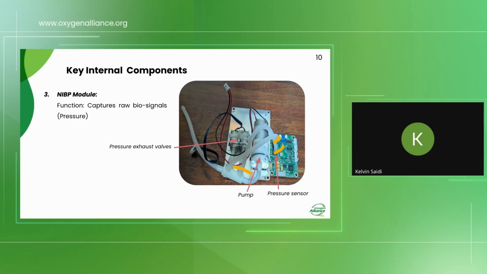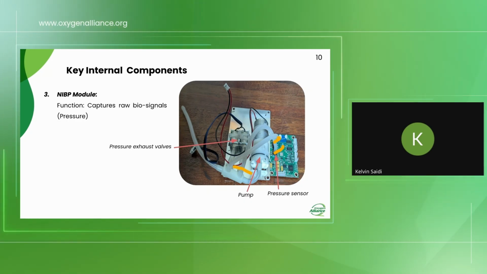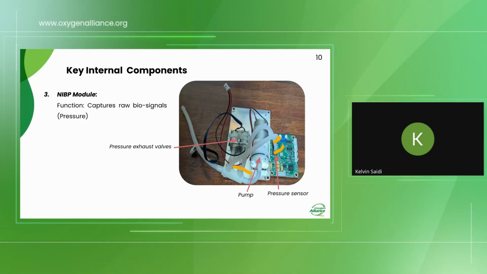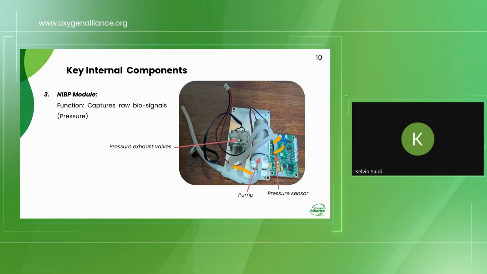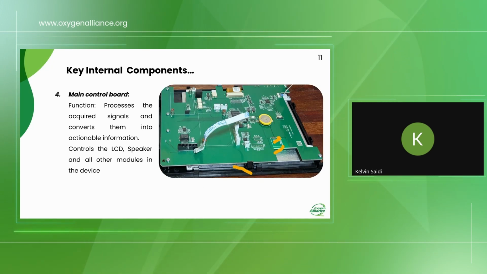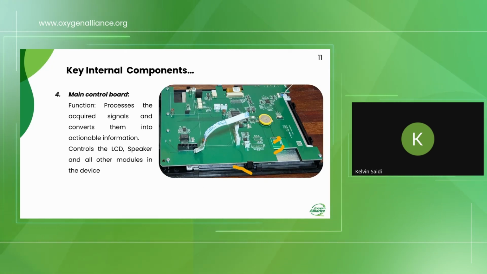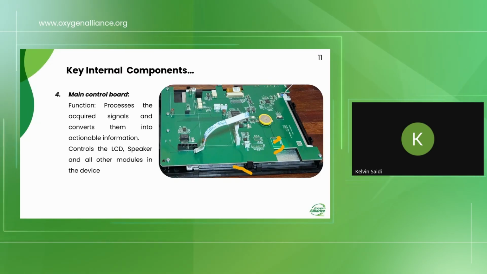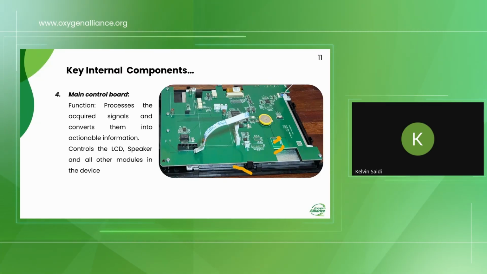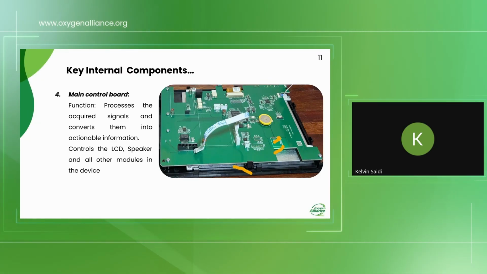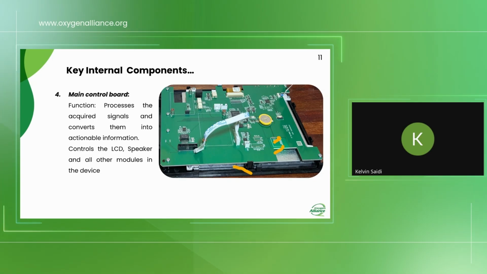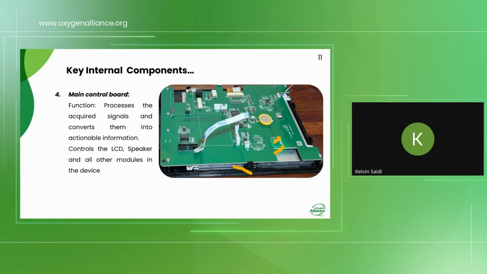And then those signals are amplified, filtered, and then sent to the main PCB board for processing. Now we have the main control board. Its main function is to process the acquired signals and convert them into actionable information. It also controls the LCD, speaker, and all other modules on the device.